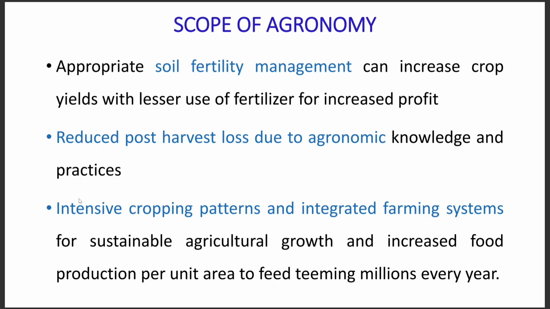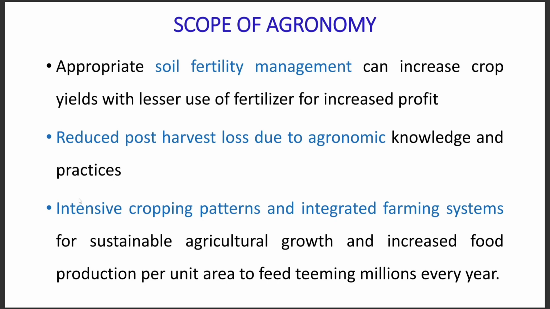Mainly we have to use the fertilizer, but in a proper amount. Fertilizers are costlier than manures, so we have to know that. Also, we have to reduce post-harvest losses through agronomic knowledge and practices. Mainly there are many crops which are susceptible to many diseases or insects if they are not properly stored.